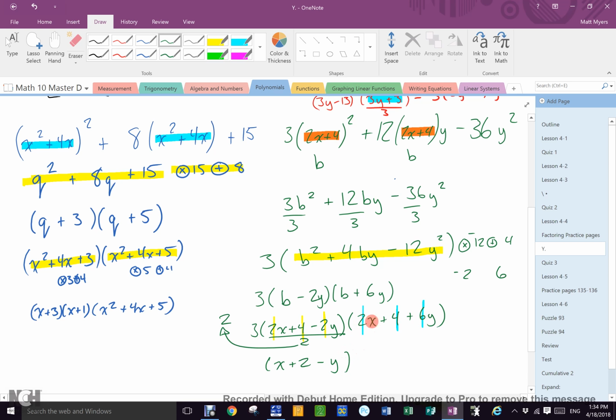What about here? What's coming out here? 2. So what's coming to the front? Another 2. What's 2x divided by 2? What's 4 divided by 2? 2. What's 6y divided by 2? 3y. I had a 3 out front and a 2 and a 2. What do they all become now? 2 times 2 is 4, 4 times 3 is 12. And now that one's done.